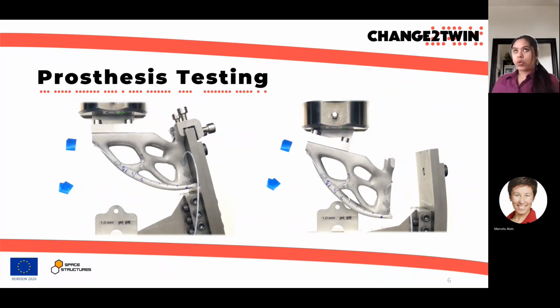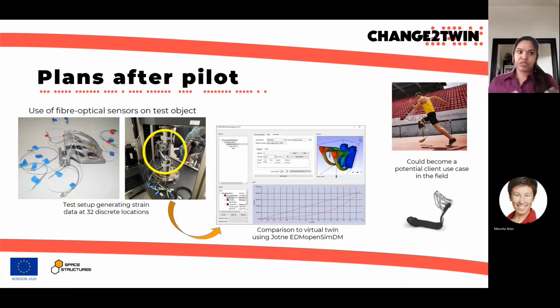Now, we are done with implementing the technologies through the Change2Twin paradigm. What happens with the project further is we are looking more into using fiber optic sensors on the test object, so that we can get even the very minute variations in different parts of the component. And the EDM SimDM tool helped us in a way that we can easily feed the data into the tool and see the variations. So it enabled us to use the data in a very efficient manner.